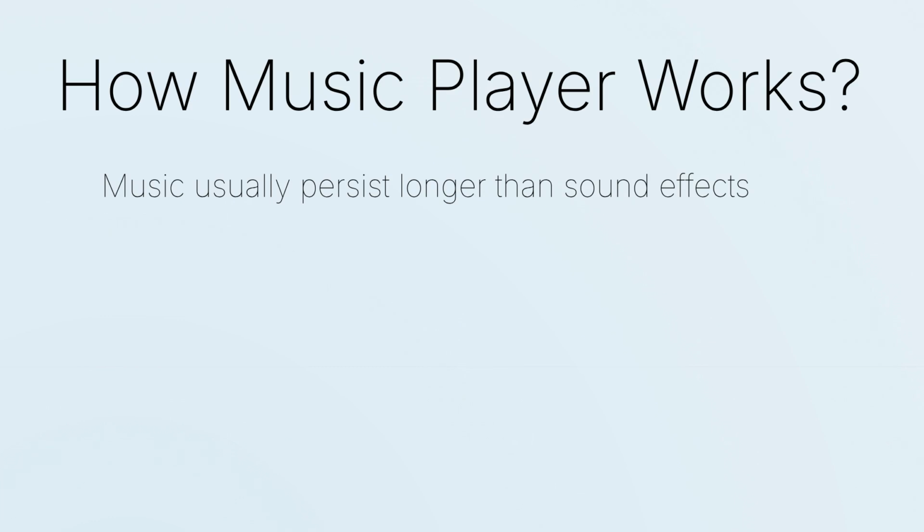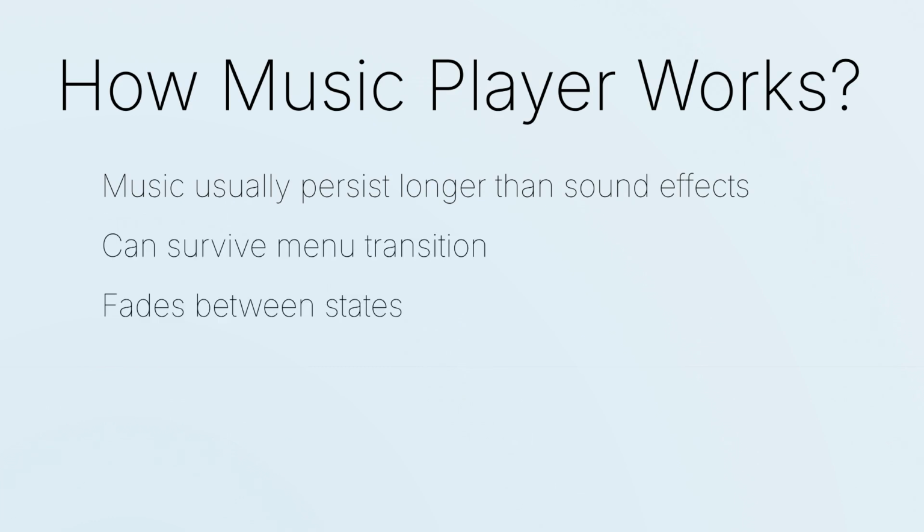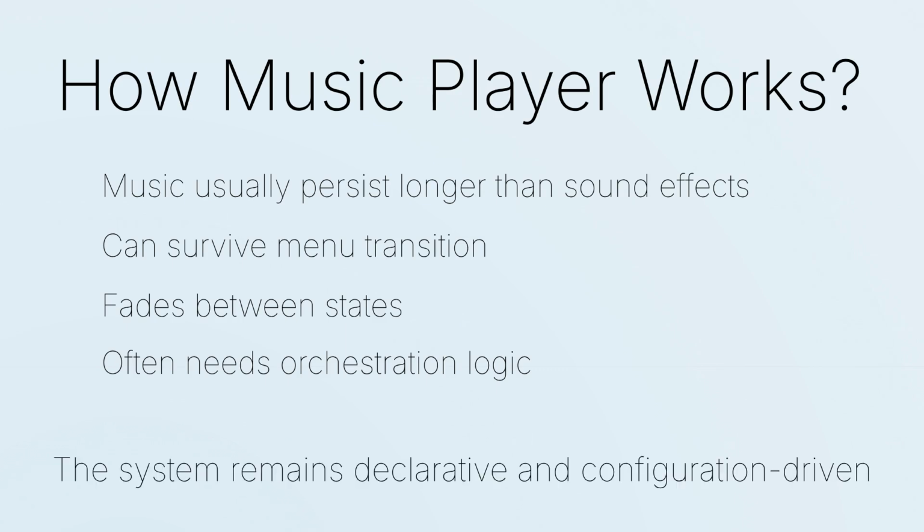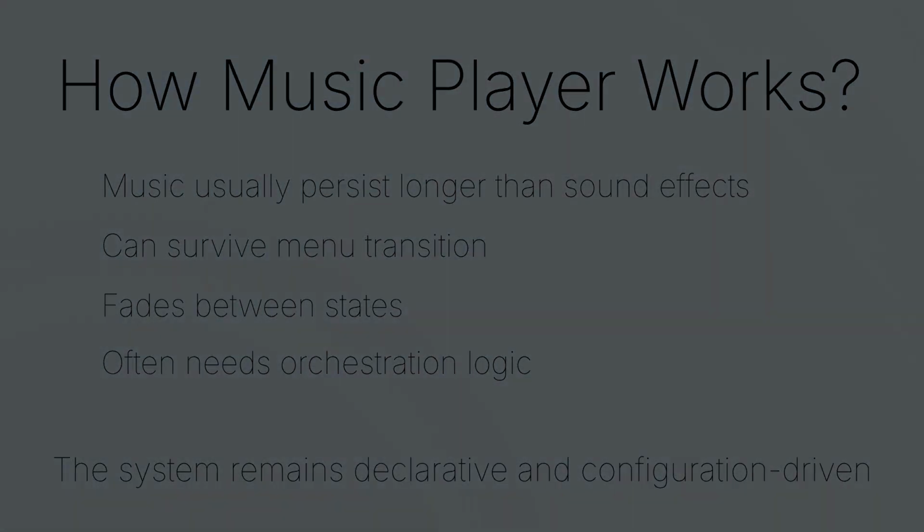The audio player system we configured previously is designed for short-lived sounds. Music behaves differently. Music usually persists longer, survives menu transitions, fades between states, and often needs orchestration logic. So, instead of mixing both responsibilities together, Serenity provides a dedicated music player aggregate. The music player focuses specifically on background music playback, transitions, fades, playlists, and track management. Just like the rest of Serenity, the system remains declarative and configuration-driven.